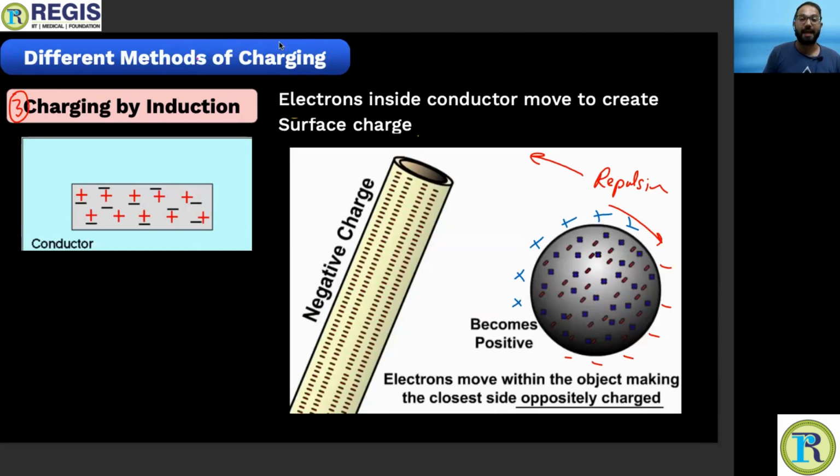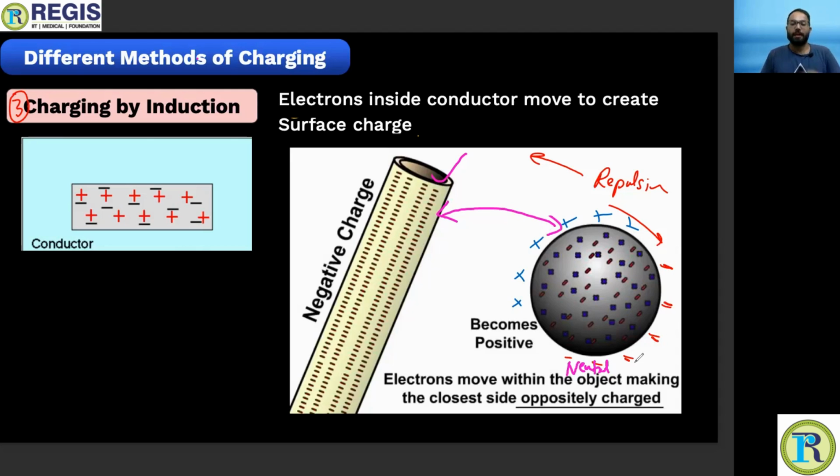Electrons inside the conductor move to create surface charge. For example, there is a negatively charged rod. Now if we take this negatively charged rod towards this initially neutral sphere, there will be repulsion between the electrons of the rod and the electrons inside the sphere. Because of repulsion, on the right hand side there will be negative polarity.